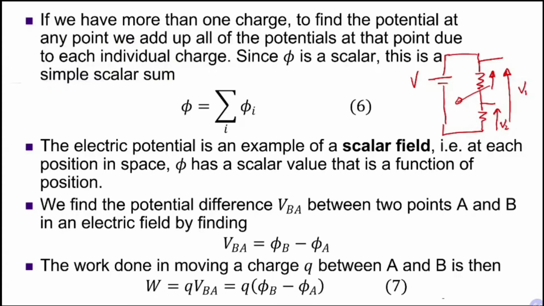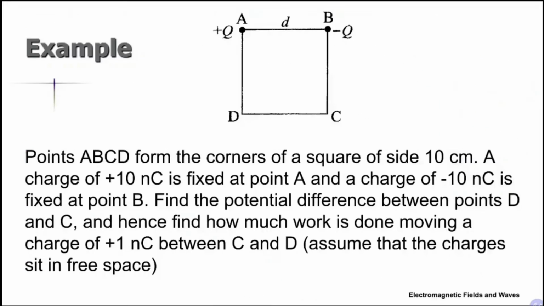Okay, so that is potential and the usefulness of it. You can calculate potential difference by just working out the individual potential at a particular point and then taking the difference between the 2 points. Okay, so that's the theory and explanations. So here's an example of how you can use the equations shown to work out work done and potential difference between 2 points.